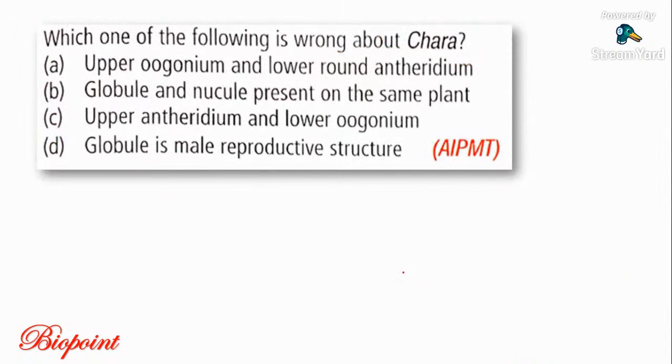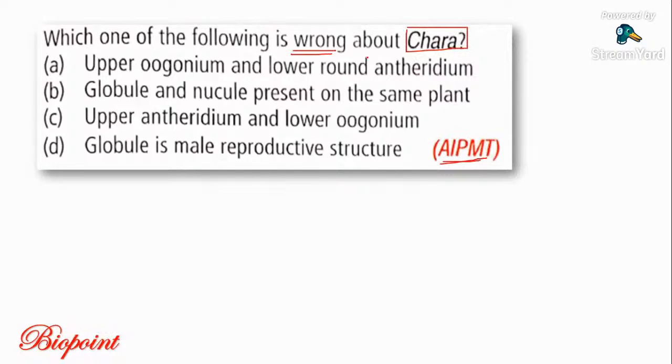Second question. Which one of the following is wrong about Chara? Upper oogonium and lower antheridium, globule and nucleus present on the same plant, upper antheridium and lower oogonium, globule is the male reproductive structure. 10 seconds to answer this question because this is something which is directly taken out from the NCERT. Previous year AIPMT question. Look at what is wrong about Chara.